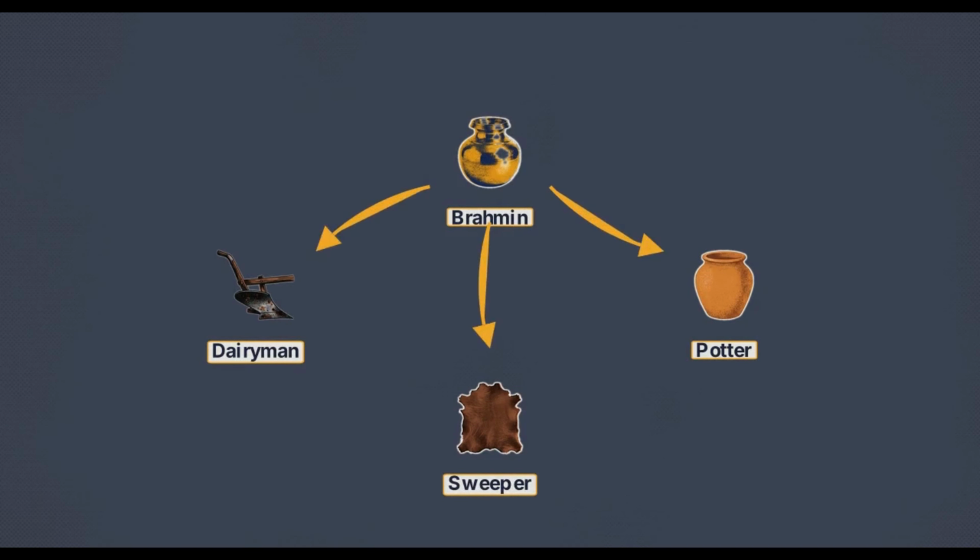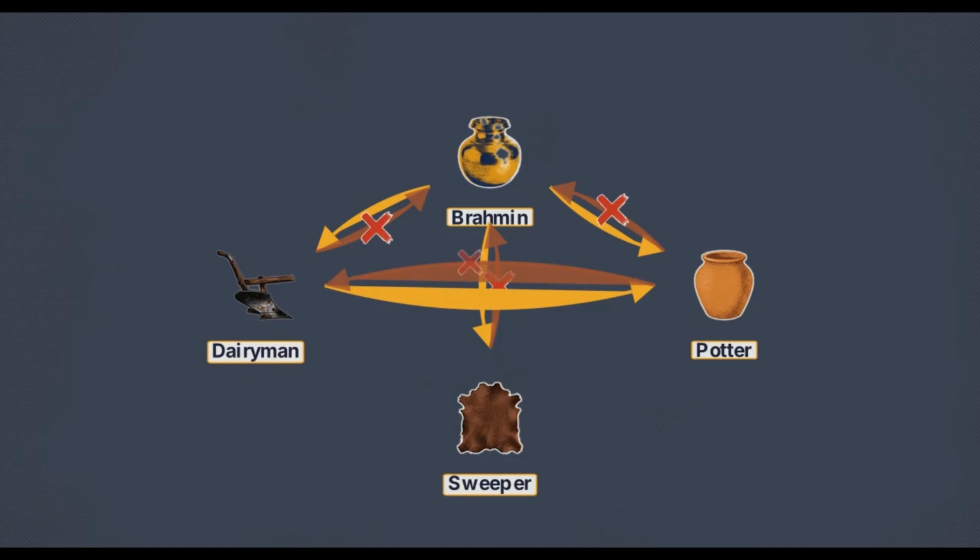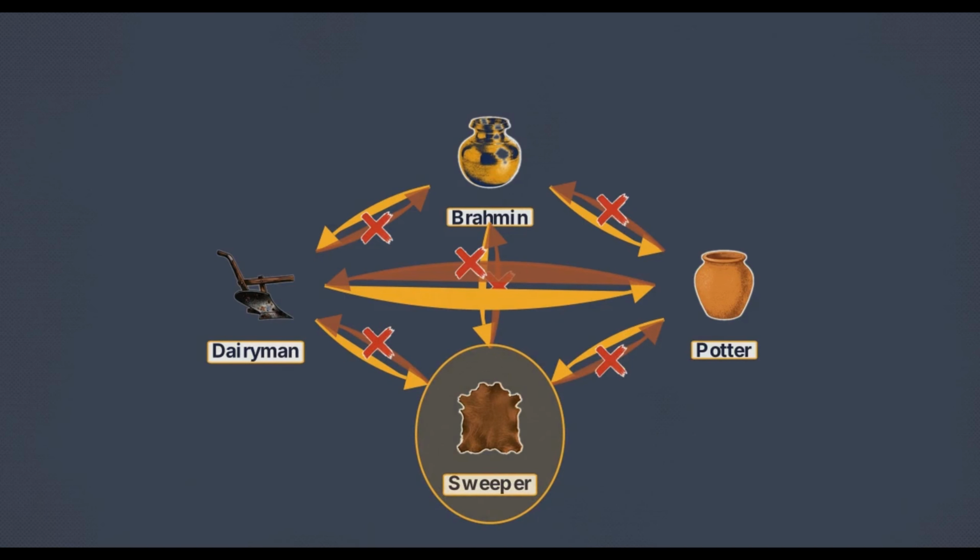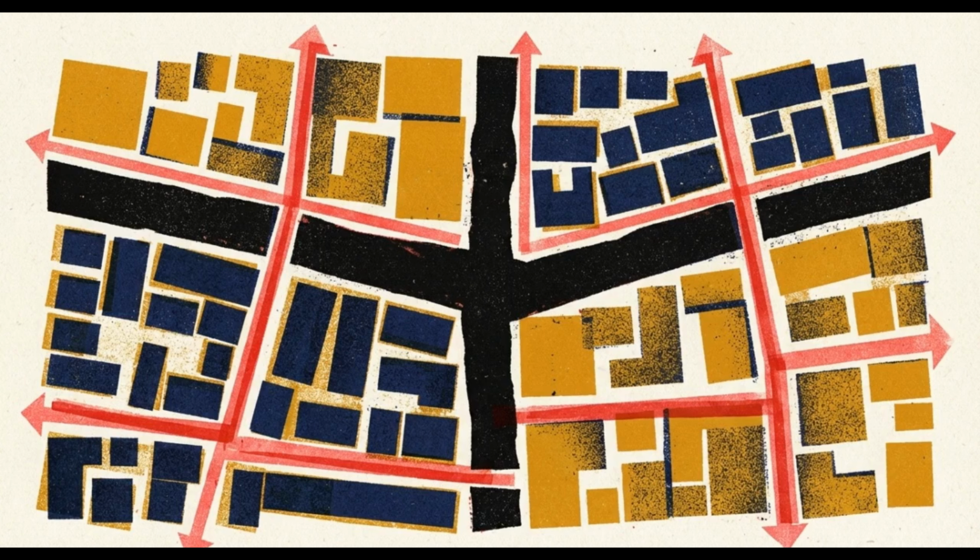Arrows flow outward from Brahmins. Everyone accepts their food, but they accept none back. Middle tiers negotiate. Dairymen accept from Brahmins but refuse potters. Those isolated by complete interaction denial fall to the bottom. But this interaction-based matrix requires strict spatial control, which collides with modern environments.